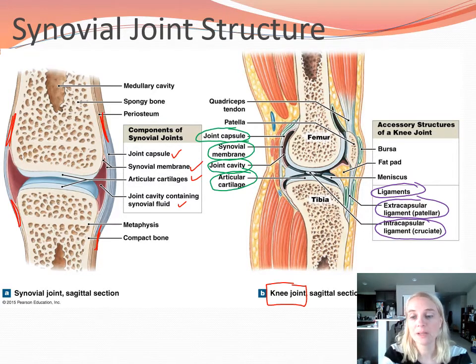Other things that we might see are accessory cartilage pads that are not the articular cartilage, but accessory pads that actually are not attached to the bone. And in the knee, these are called meniscus, and they are made up of fibrocartilage. So they have a different makeup than the hyaline cartilage.